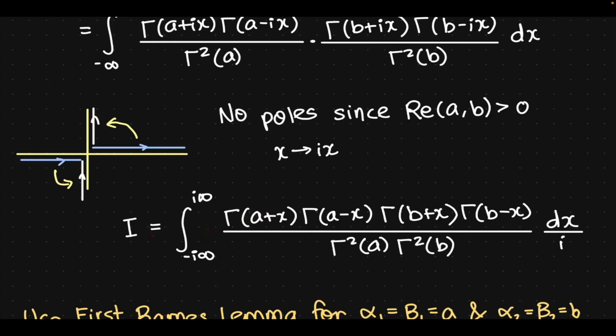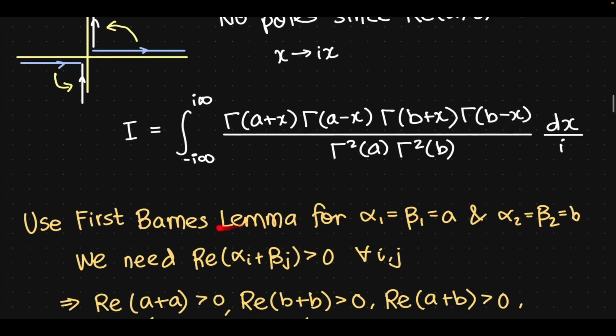So integral I is now, with this change, x goes to ix, integral from minus i infinity to i infinity, gamma of a plus x, gamma of a minus x, gamma of b plus x, gamma of b minus x divided by gamma squared of a, gamma squared of b, dx over i. Now we can just use the first Barnes lemma for alpha 1 equals beta 1 equals a, and alpha 2 equals beta 2 equals b.